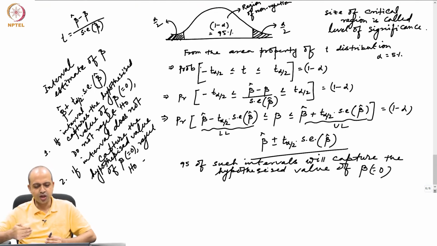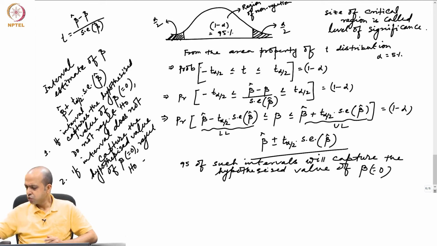In this process we are getting an alternative estimate of beta, which is called the interval estimate. How are we getting it? From the area property of the t distribution, and the interval is defined as beta hat plus or minus t alpha by 2 times the standard error of beta hat. This is how we are going to get the interval.